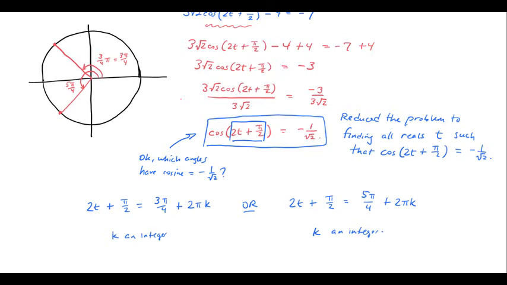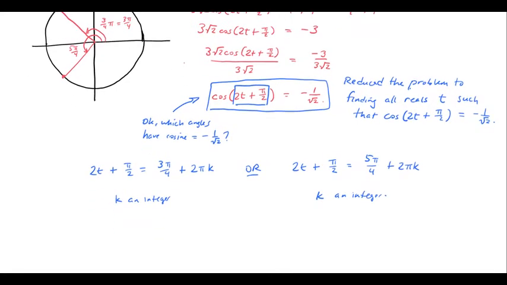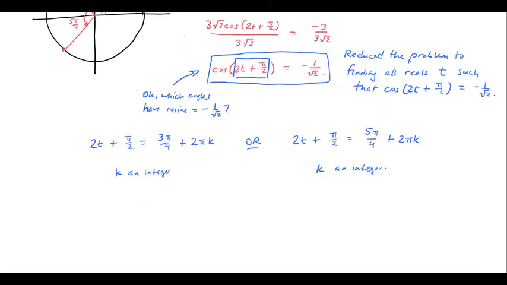Okay, so now I've reduced this task to figuring out what 2t plus pi over 2 could equal, and I've found actual concrete values that 2t plus pi over 2 could be equal to. These are the values which, if I take the cosine of them, I will get negative 1 over the square root of 2. So now I've reduced this task to solving a linear equation in t. I just need to solve for t on each of these. Okay, so let's do that now.